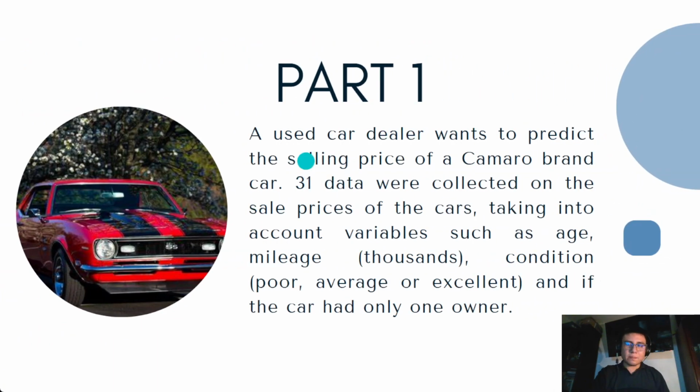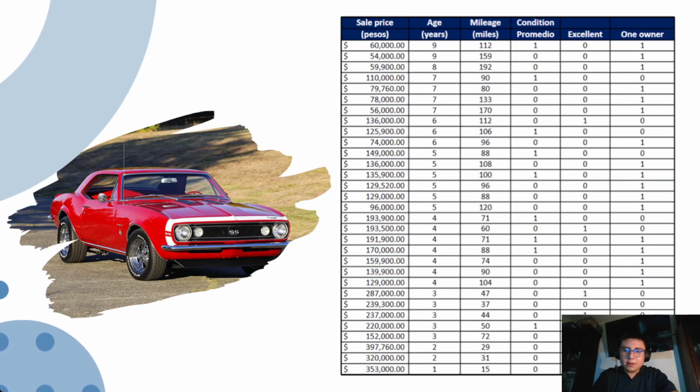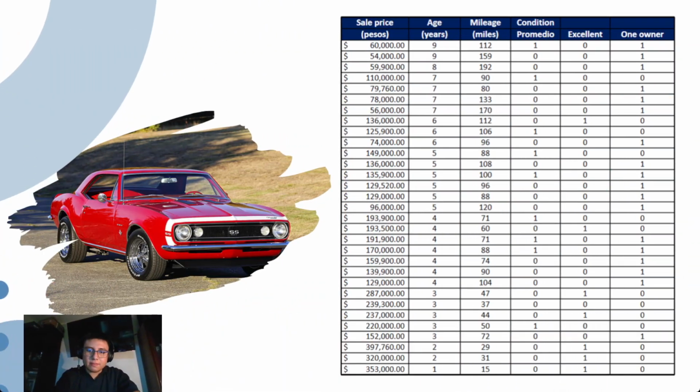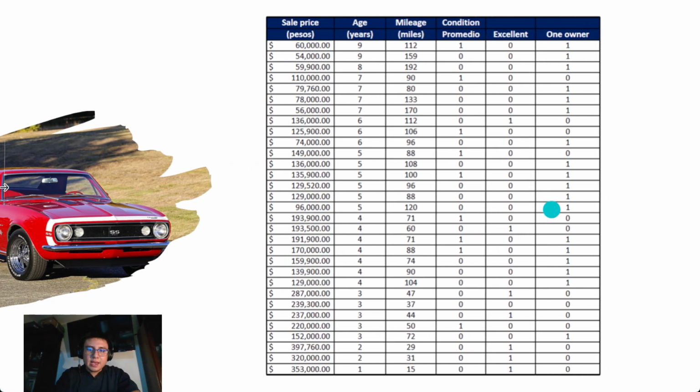We might start with part 1 of the problem, which tells us that a used car dealer wants to predict the selling price of a Camaro brand car. 31 data points were collected on the sale prices of the cars, taking into account variables such as age, mileage, condition, and whether the car had only one owner. Here we have the table with all the data that we will be using in this problem.